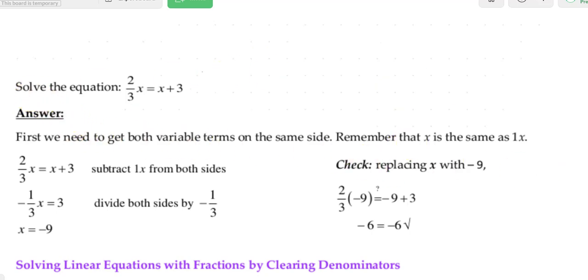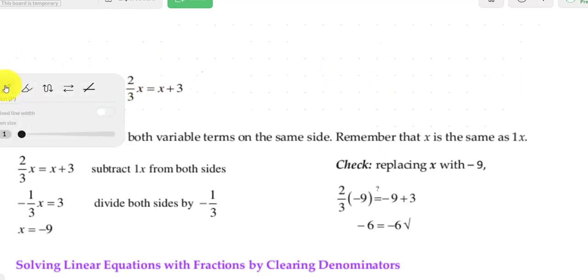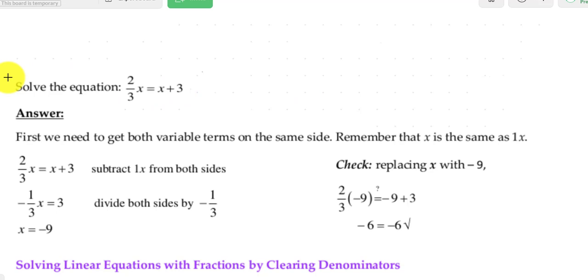Okay, so let's try the next method. I'm going to use the method where we find the LCD, the least common denominator, and then I'm going to multiply each term by that LCD. So think of this as x over 1, 3 over 1. So my denominators are 3, 1, and 1. So the least common denominator is 3, right? 3 is the smallest number that each of these denominators will divide into evenly, right?